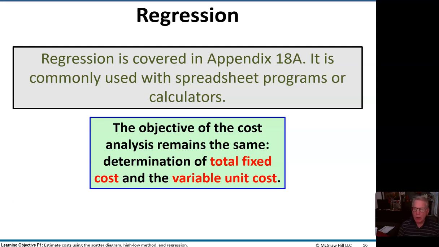When we left off, we were looking at regression as one method of determining total fixed and variable costs. We'll take a look at that in Appendix 18A. Truthfully, I will not ask you much on that, as this is more of a statistical technique, which you'll get in your statistics classes. It's commonly used with spreadsheet programs or financial calculators, but the objective, again, is the same: determining total fixed costs and total variable unit costs.